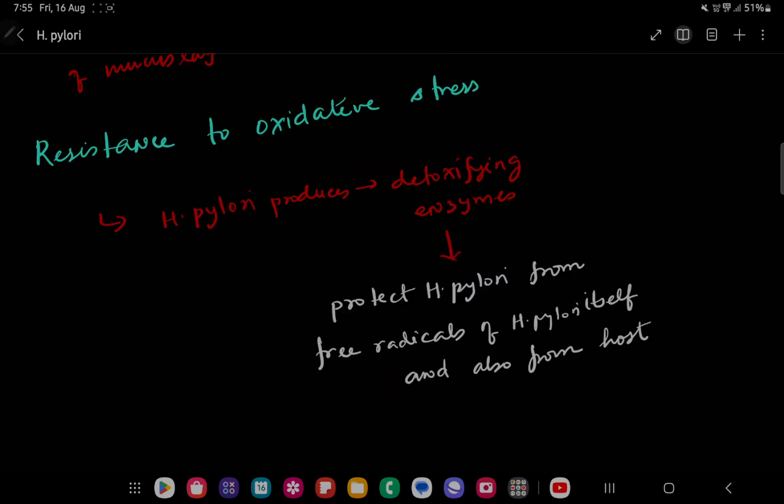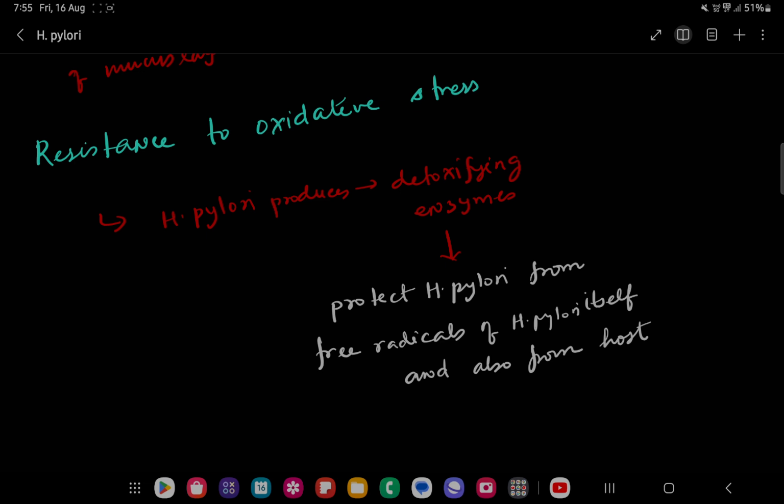Now, this is the most important part, resistance to oxidative stress. What happens is that H. pylori produces detoxifying enzymes. Remember, detoxifying enzymes that protect H. pylori from the free radicals of H. pylori itself and also from the host.